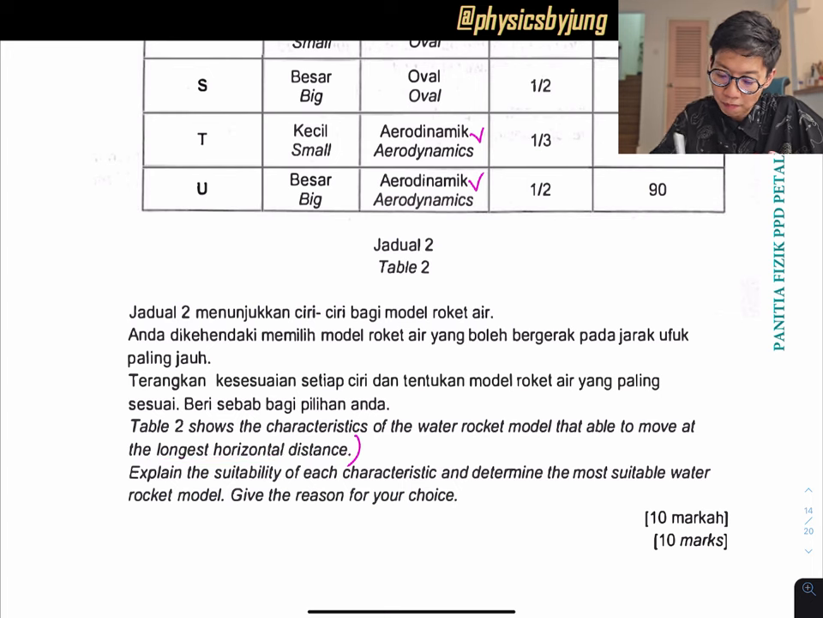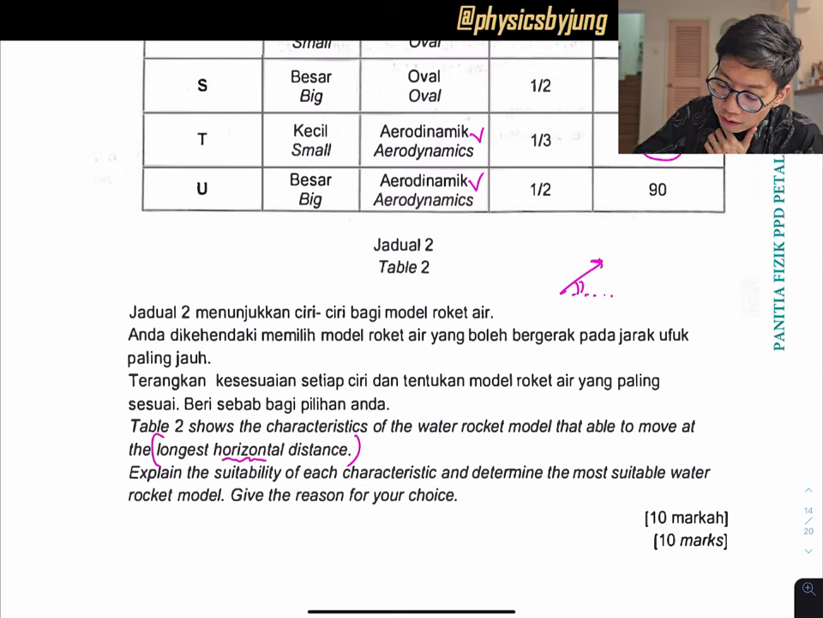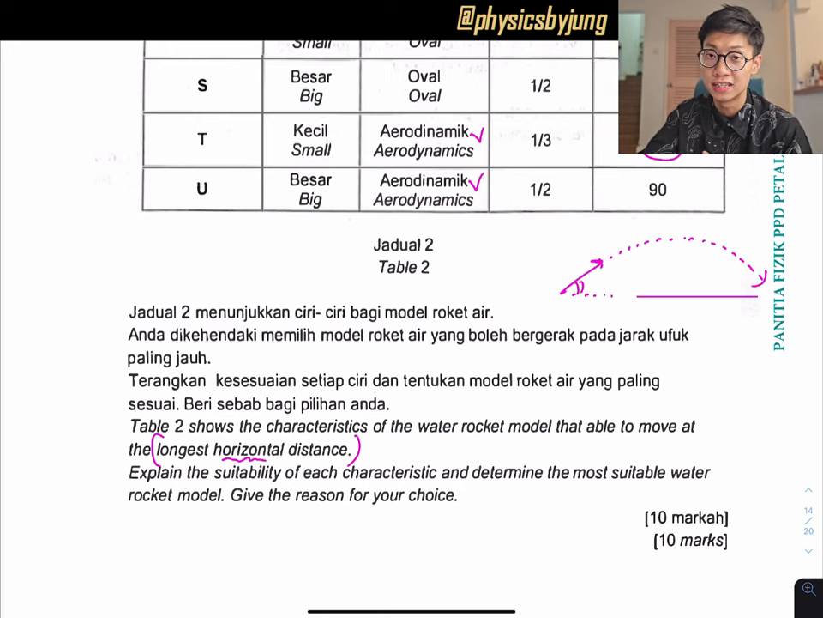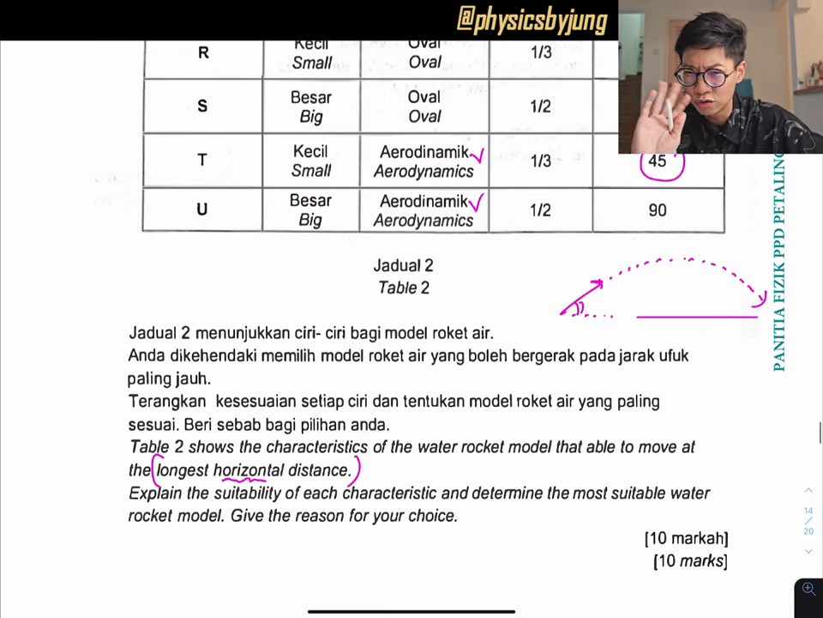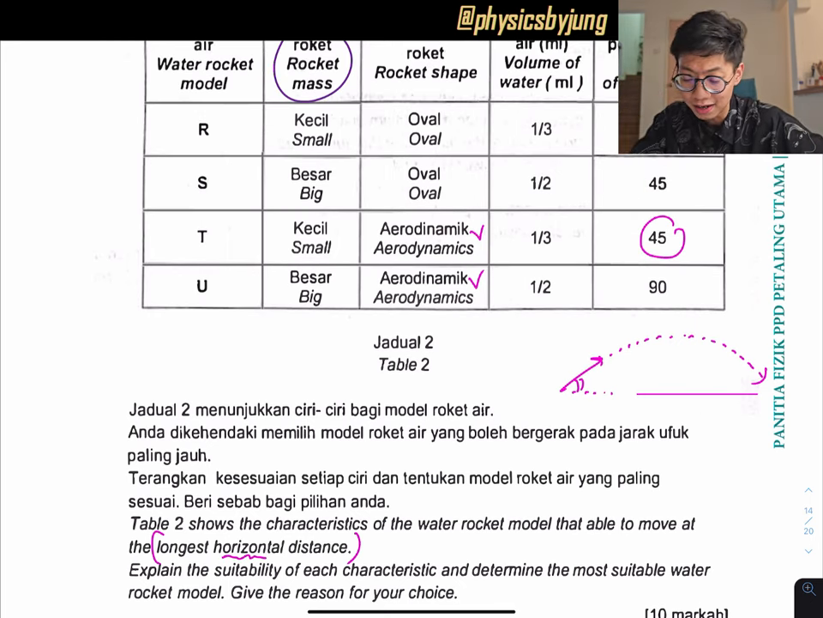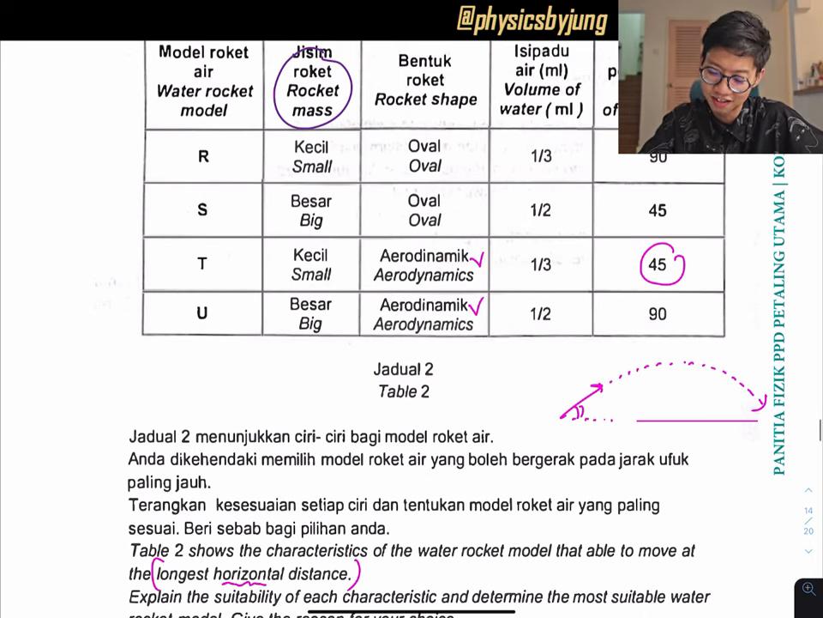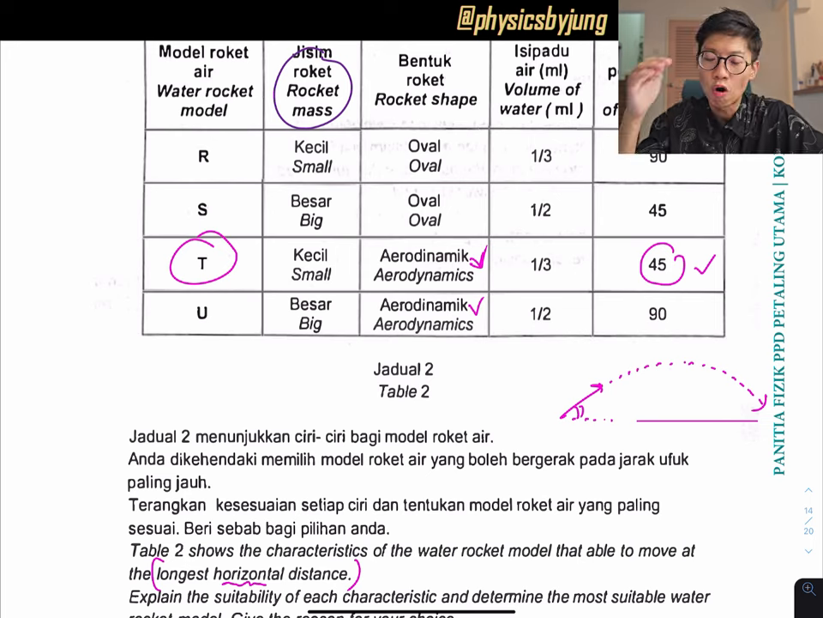If this question becomes moving the vertical distance, then you're finished already. Horizontal distance is usually the 45 degree. So at 45 degrees, according to the Angry Birds principle, this is when your object will travel the furthest, because it balances the vertical and horizontal components. This one you don't really learn in detail. It can be proven by calculation, but you probably learn that in college. So 45 degrees, longest distance, aerodynamics, my answer is confirmed going to be T.